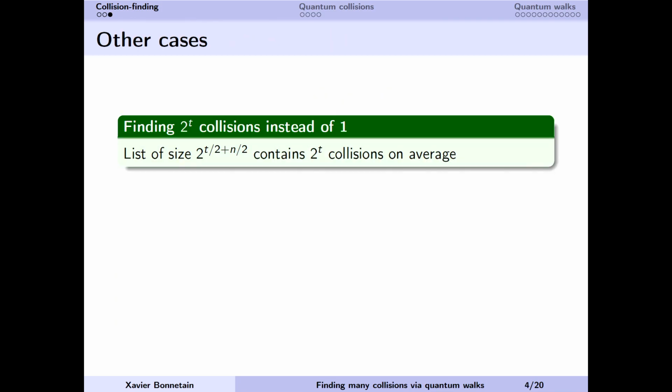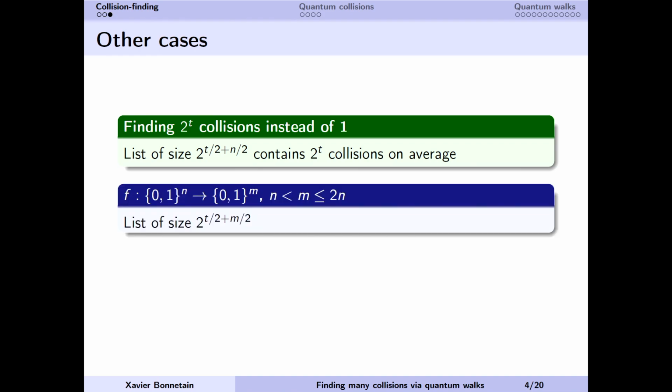We can also look at slightly different settings. For example, if you want to find more than one collision, say 2^t, then you can just take a larger list. If you multiply the list size by 2^(t/2), you can expect the list to contain 2^t collisions, and the same algorithm works. If you have a function with an output size larger than its input size, then it is harder to find collisions, but the same approach still holds. You take a larger list of size 2^(t/2 + m/2), with m the number of output bits, and it will contain the expected number of collisions we want, 2^t.